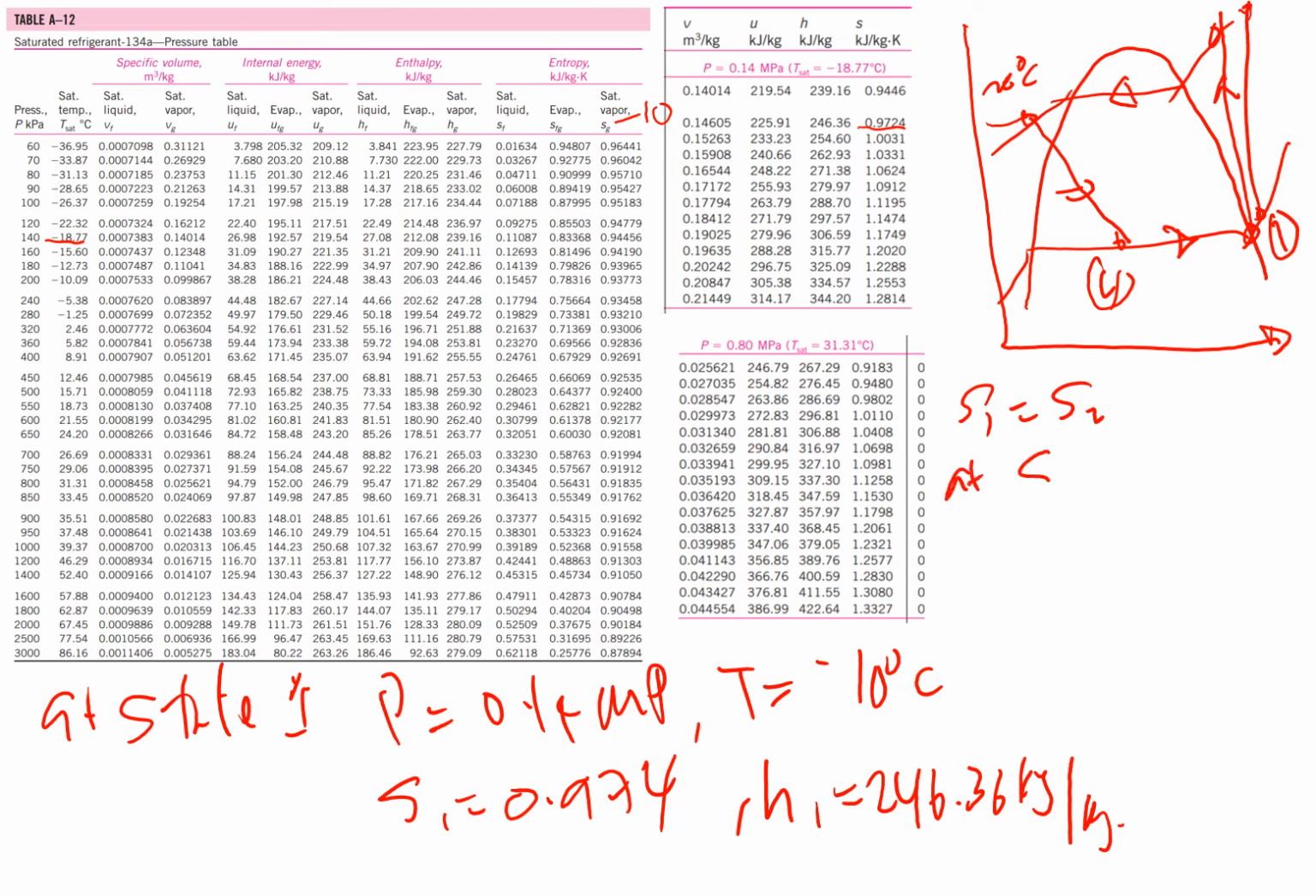So at state 2S, S1 is equal to S2S, which is S1 equal to S2S equal to 0.9724. Okay, and then after that, the isentropic for that one, and then it is given that the efficiency is 85%, isn't it?